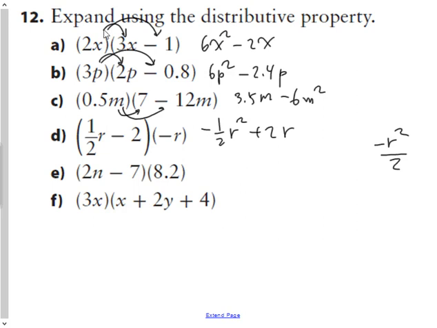And your second last one, 8.2 multiplied by 2n is 16.4n minus 57.4.